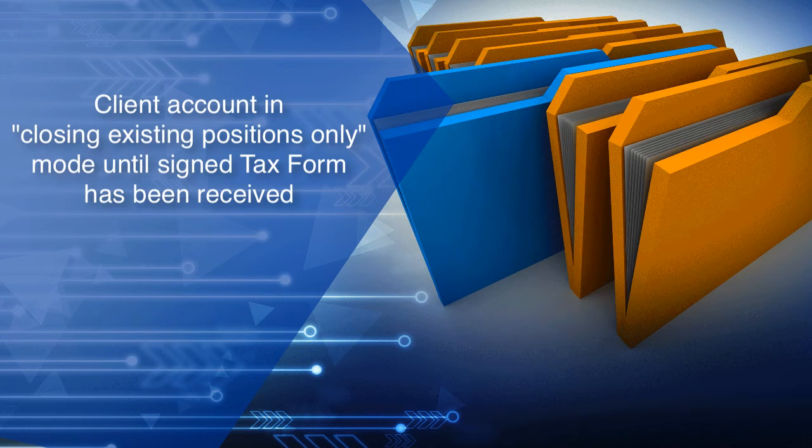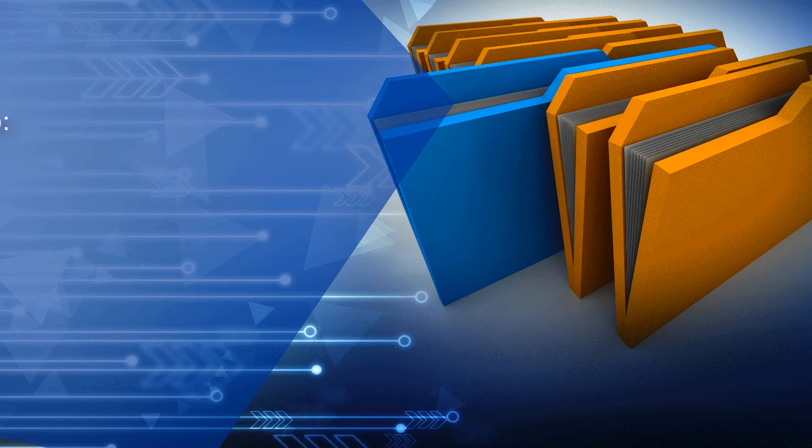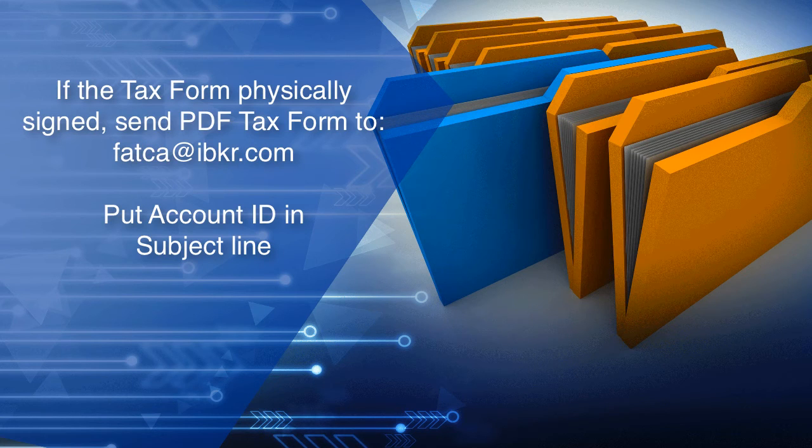Each client must also sign a tax form. The account will be in closing existing positions only mode until the signed tax form has been received, either physically signed PDF or electronically signed in account management by the client. This can be completed once the account is approved and opened. If the tax form is physically signed, send the PDF tax form to fatca@ibkr.com. Make sure to include the IB account ID in the subject line.